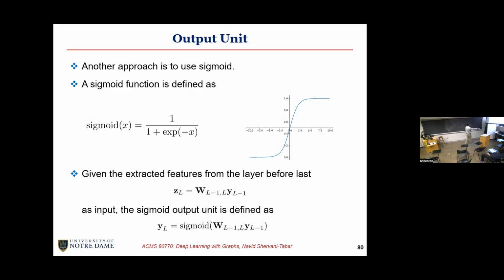So at the end of the day, what happens is that I will have a linear transformation of my features Y^(L-1) using some weight W, and I get some output pre-activation Z^L. And then I plug that into my sigmoid, and that's going to give me the output for my model.